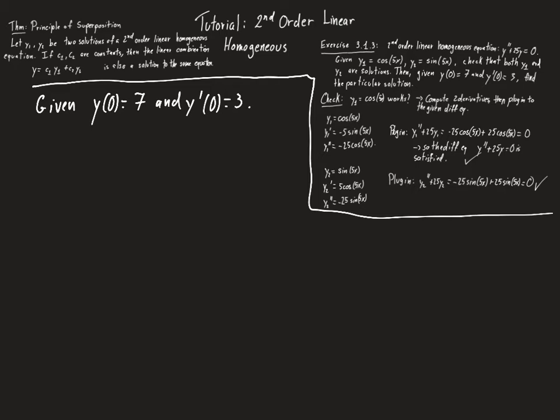Now, as I mentioned in class, in general, this would be a very hard thing to do. However, in this case, we already have y1 and y2, which work as solutions of the general equation. And so we're going to use our principle of superposition to solve this, because we have this head start. All right, how do we do that?